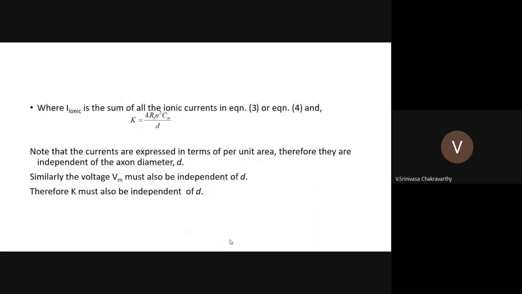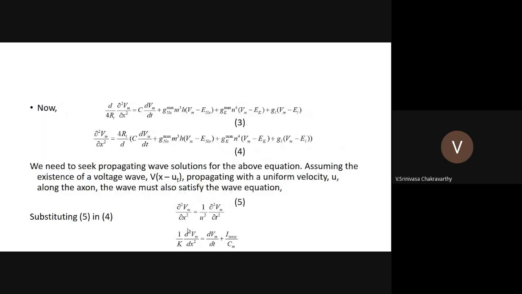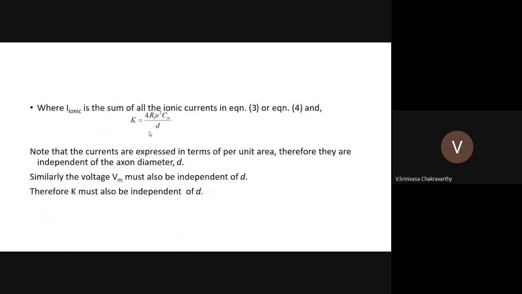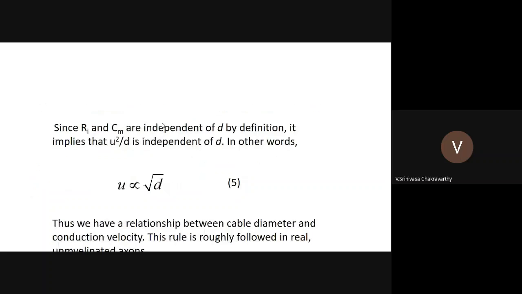So now k is of the form, right? If you take care of this and expand k, you get 4 Ri u² Cm by d. Now you see that Ri and Cm are intrinsic properties of the material. They are not dependent on d. And so since k is a constant, it must be independent of d. So this whole quantity is independent of d, but there is d inside this, and we don't know anything about u. So now this whole quantity can be independent of d only when u² by d is independent of d, right? Or u² by d is a constant, or u is proportional to square root of d.